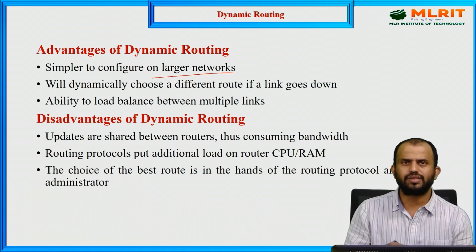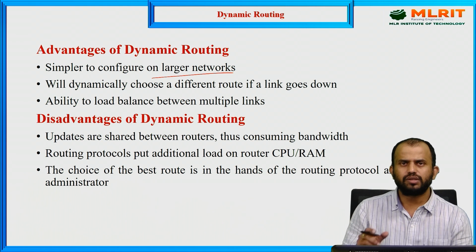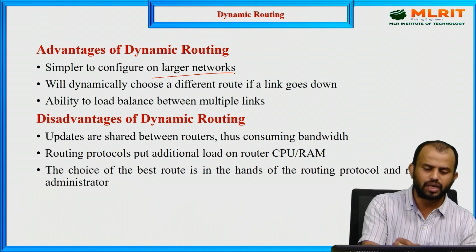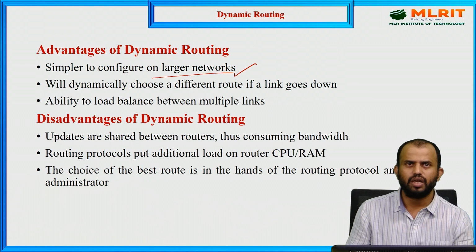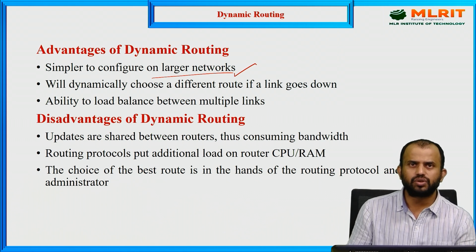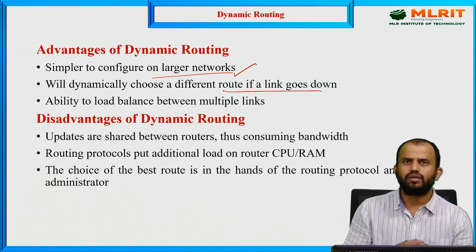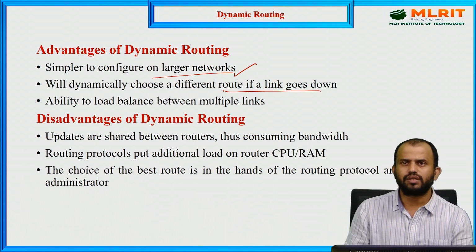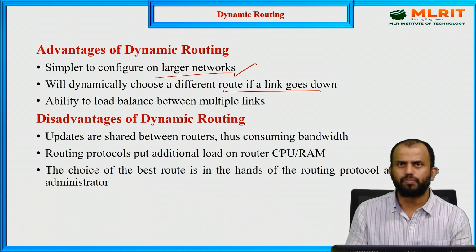While static routing is very simple and suited to a minimal router structure, dynamic routing is visible in a large network. Here we dynamically choose different routers when a data link goes down. That is also possible, because dynamically the system is moving up and down.